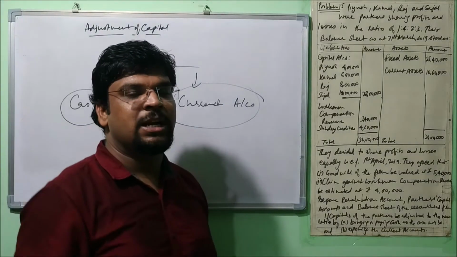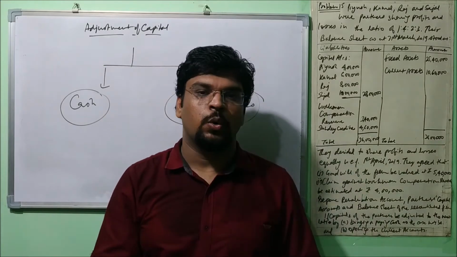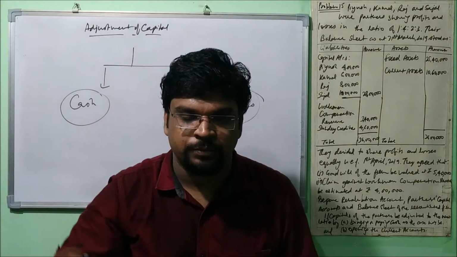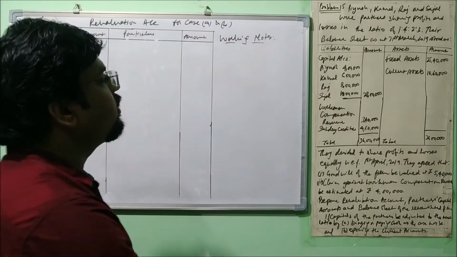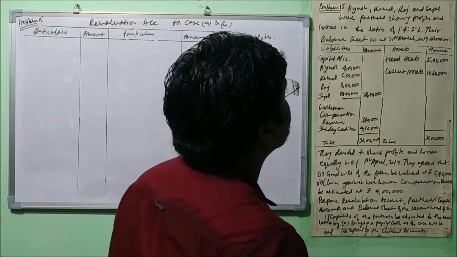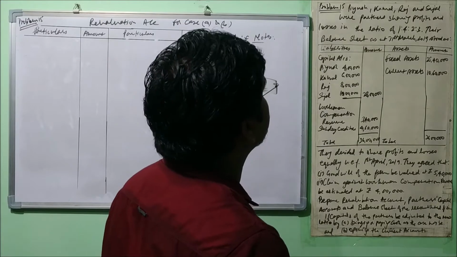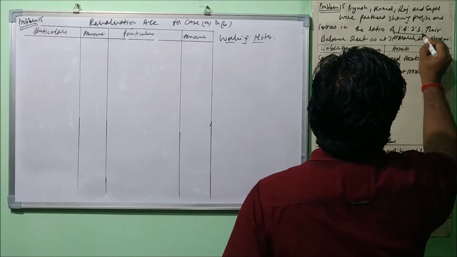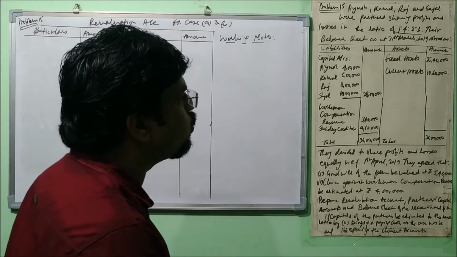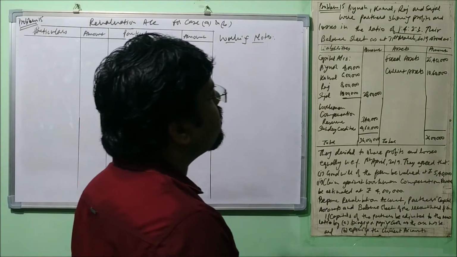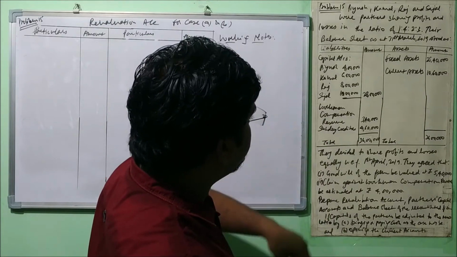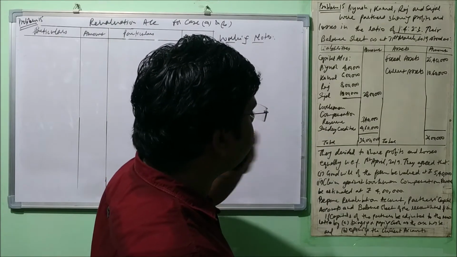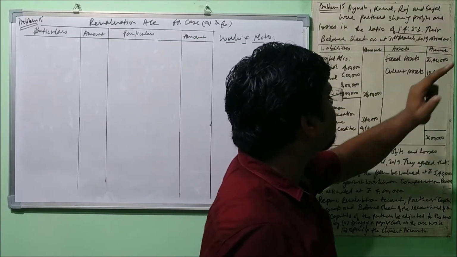So let's attempt one numerical problem on this so that you have a better idea. You can see the question on your screen. I have written the question here. Let's read it out. Piyush, Kamal, Raj and Sajal were partners sharing profits and losses in the ratio of 1:4:2:3. That is their old ratio, which is useful for us right now. Their balance sheet as at 31st March 2019 stood as: capital accounts are given here, workman compensation reserve is given, sundry creditors is given, fixed assets and current assets are given.